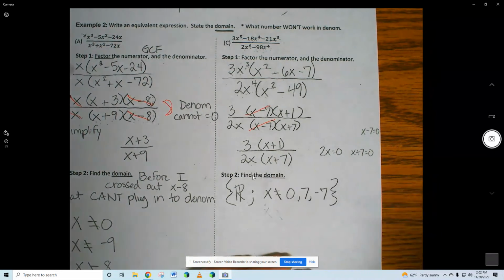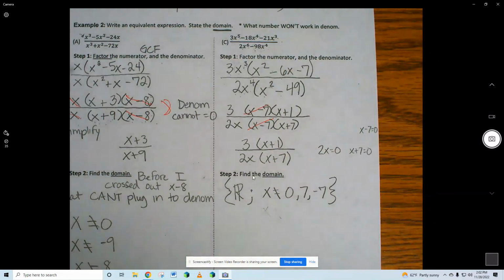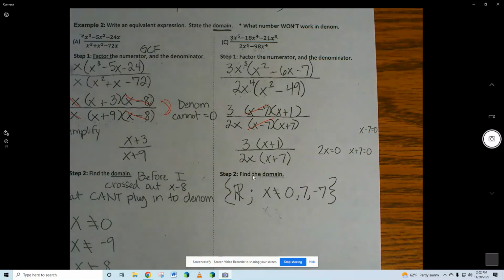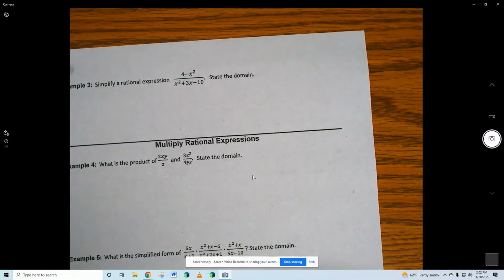So here we go. Okay. Turn the page. We have not many left to do.